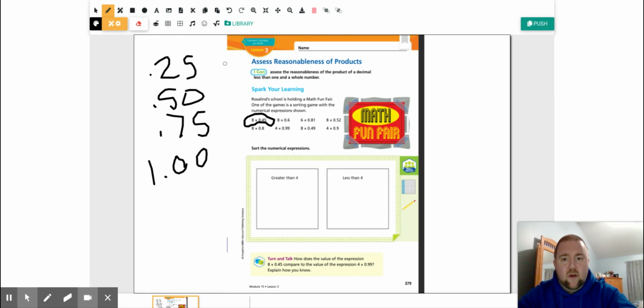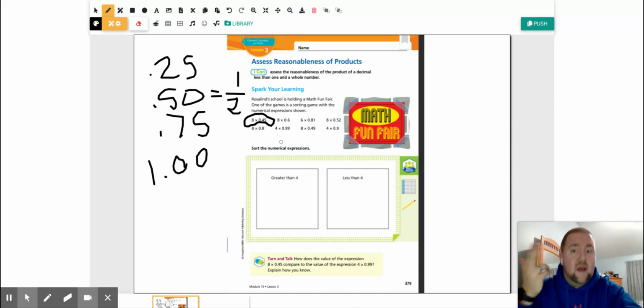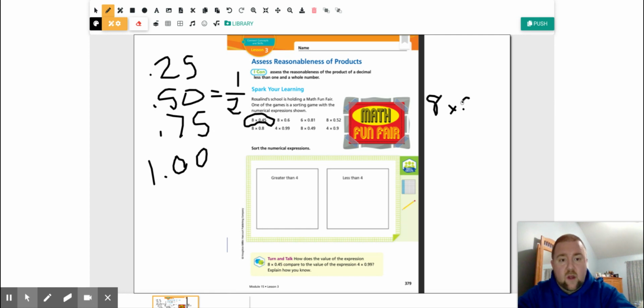Something we need to understand about 45 hundredths: 45 hundredths is close to 50 hundredths. 50 hundredths really is the same as saying a half. So if we have 8 times 45 hundredths, and we're talking about estimating, we're going to think of that as 8 times 50 hundredths. And if we're cutting 8 in half, because that's what multiplying by 50 hundredths does, that gives me 4. Okay, well, good.